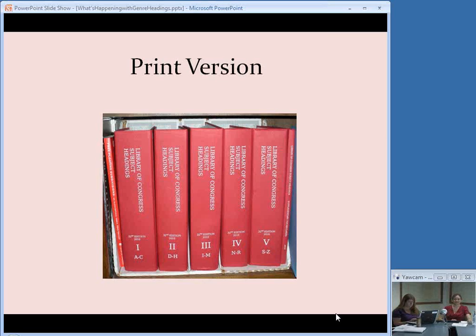As I said before, they are issued in the print version, the latest version of the Red Books, the Library of Congress subject headings. They're in this slim little volume on the side with the supplemental vocabularies.